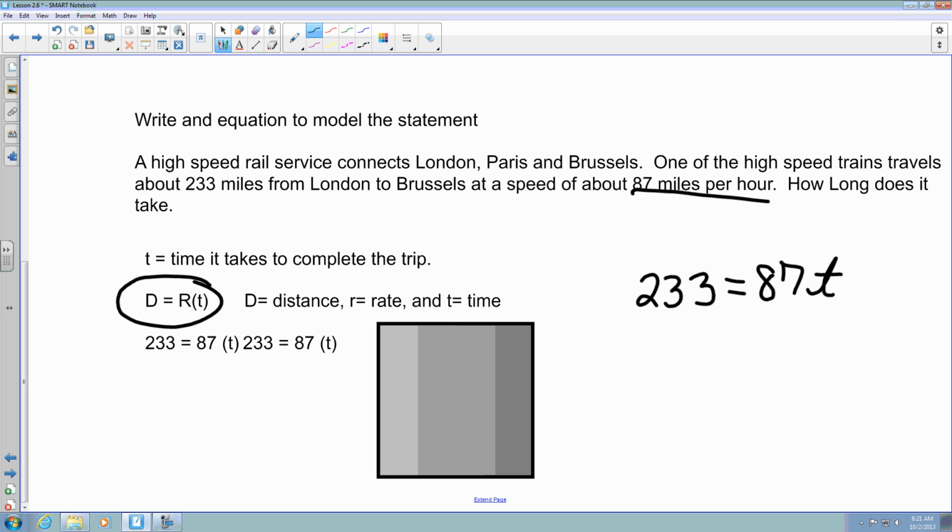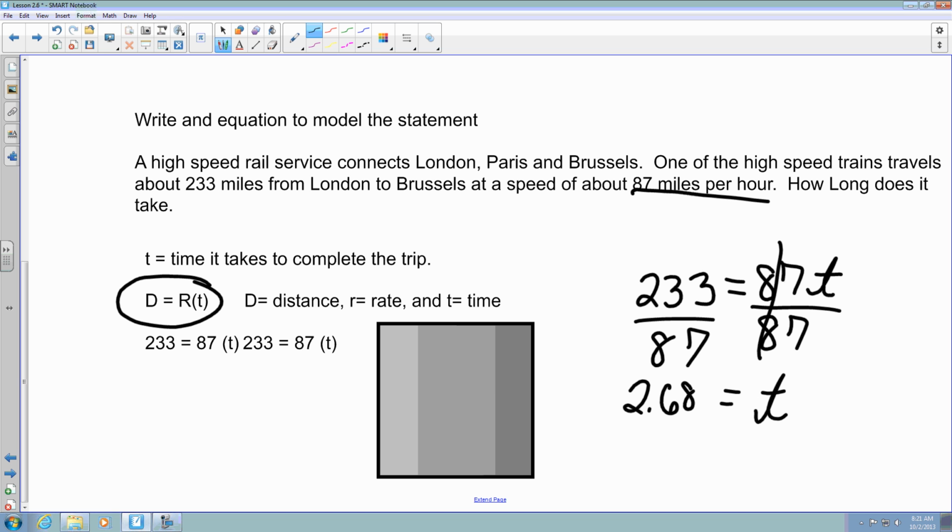So what we have to do now is to get the variable by itself on one side of the equal sign, so I have to divide both sides by 87. So that cancels this out, so then this becomes t over here, and it equals about 2.68 hours.